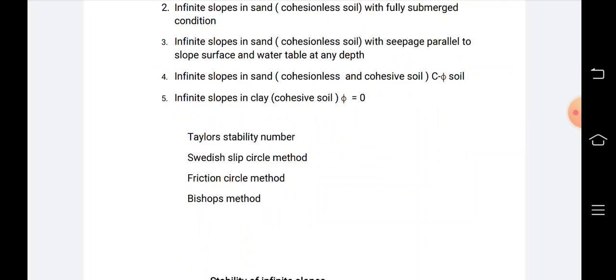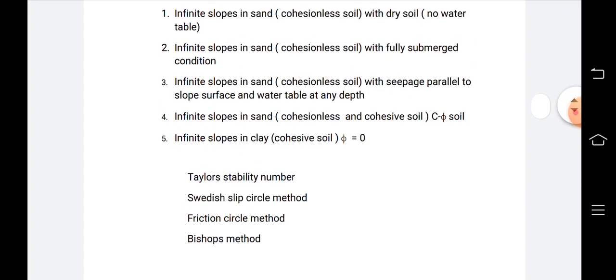Second is the Swedish slip circle method. It is also a graphical method, from which we can find out the factor of safety of the material. Next is the friction circle method. This is also a graphical method, and we can also solve it by an analytical method to find the factor of safety of the material. And next is Bishop's method. Next lecture we will discuss all these methods.